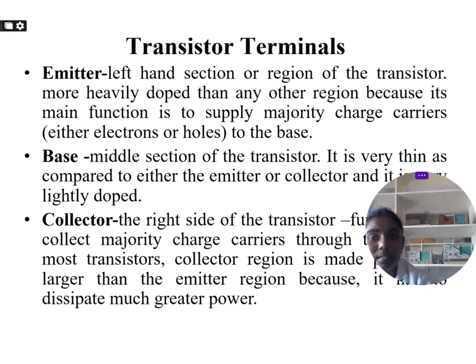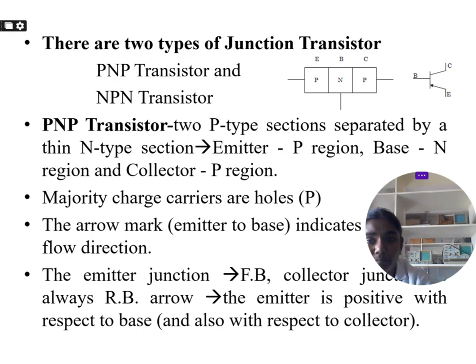Next, the base is present in the middle of the transistor. It is very thin compared to either the emitter or the collector, and it is very lightly doped. Next, the collector is present on the right-hand side of the transistor. It collects the majority charge carriers through the transistor.